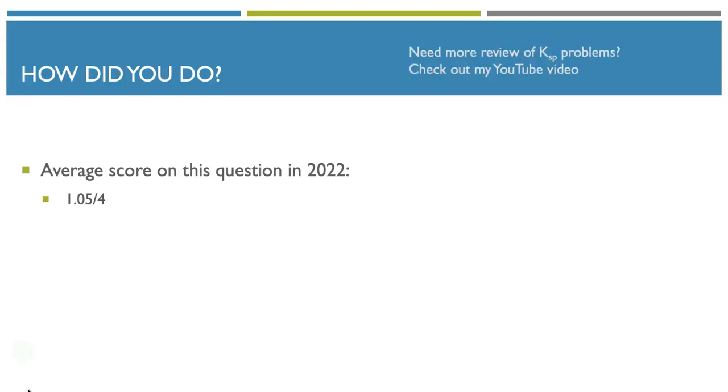So how did you do on this question? The average score on this question in 2022 was 1.05 out of 4, which makes it the lowest scoring question on the 2022 exam, right? Only about 25%. Ksp problems are a gift. So if you're not very comfortable with Ksp problems, I would spend some quality time going through them. Maybe even working through my webcast of Ksp problems to do more practice with them, because that can be a way to really put yourself ahead of the game compared to other students.